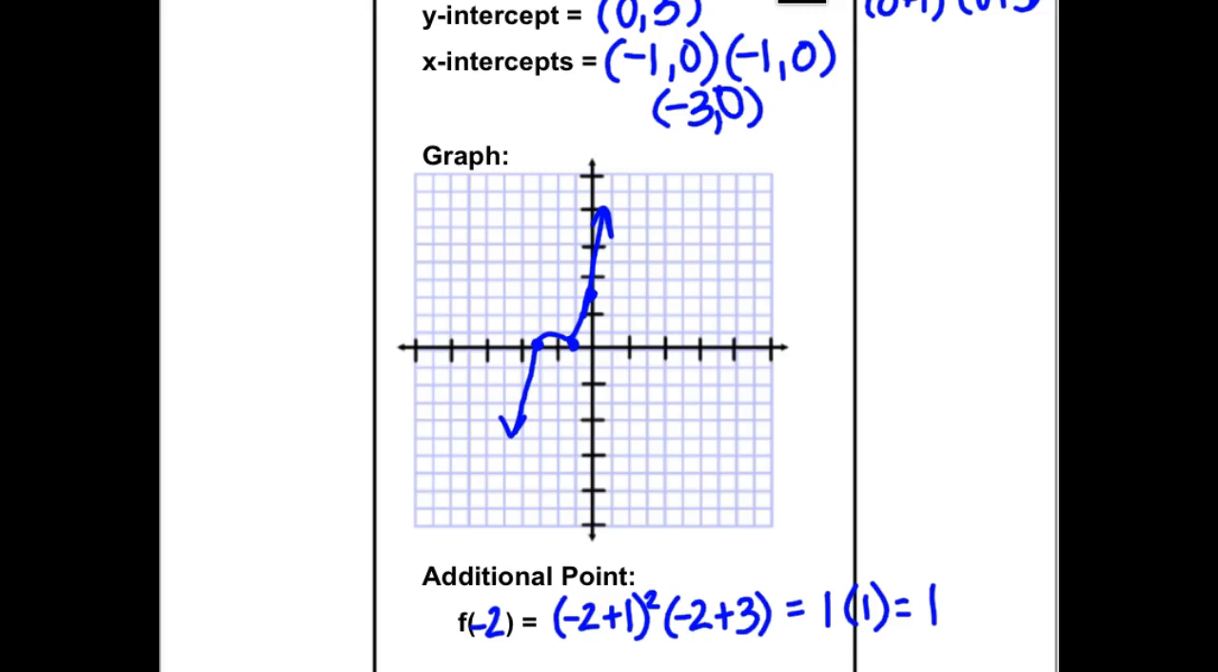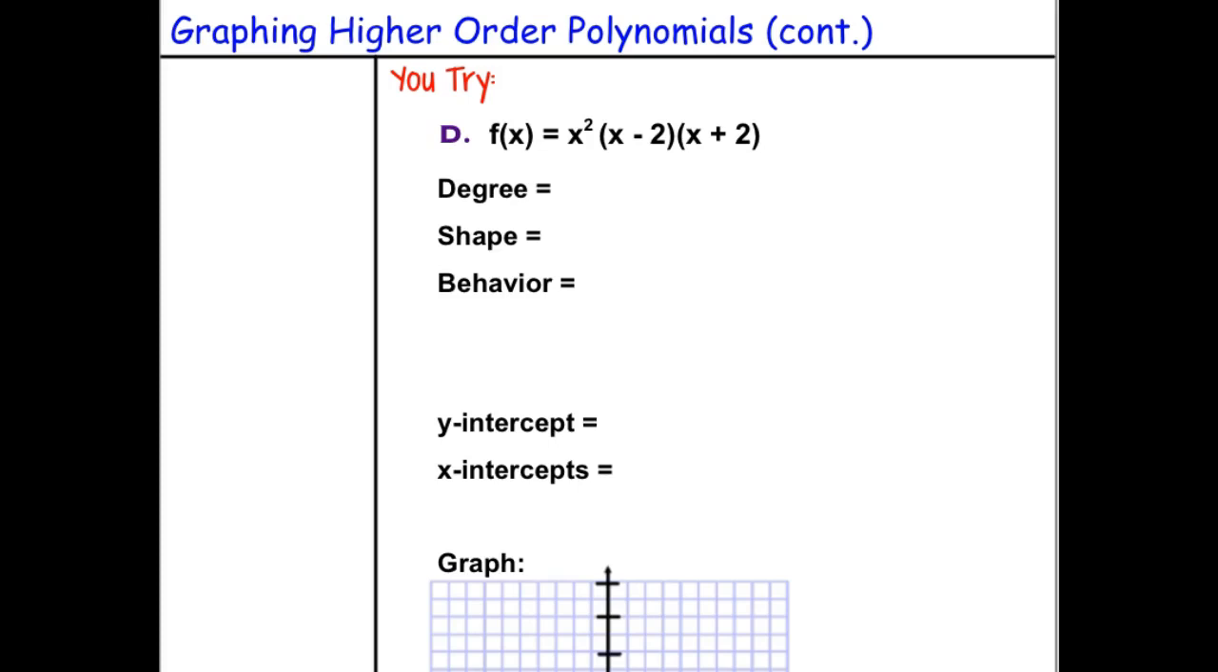So now that I've taken 12.5 minutes of your time to go through this, I want you to give this one a shot. We've got x squared, there's a multiplicity there, times x minus 2 times x plus 2. And we will discuss this and answer questions in class tomorrow.